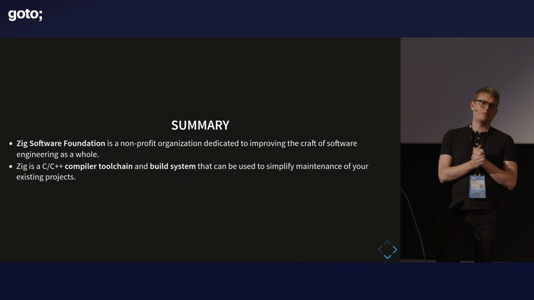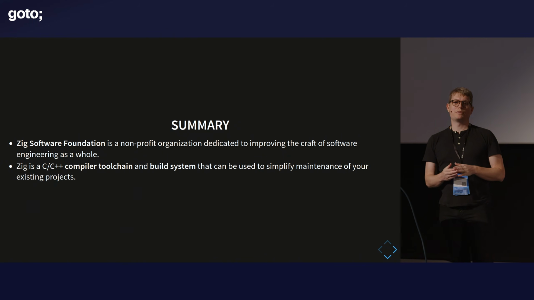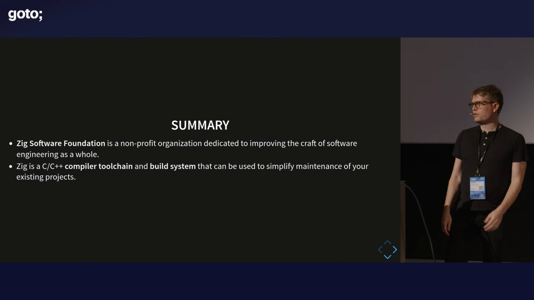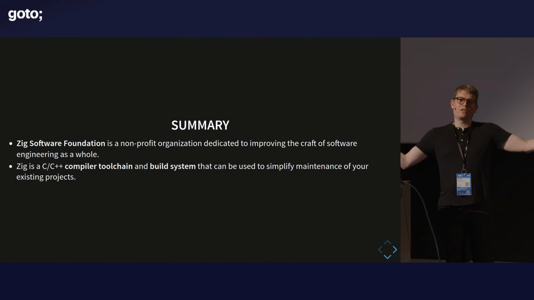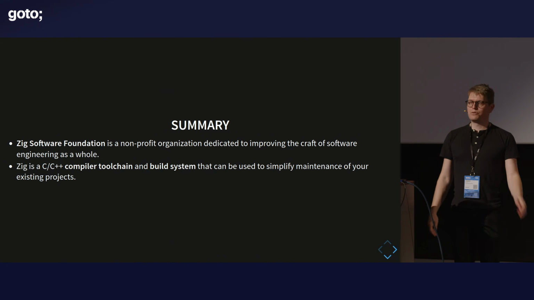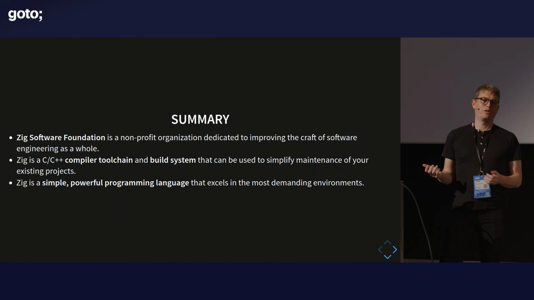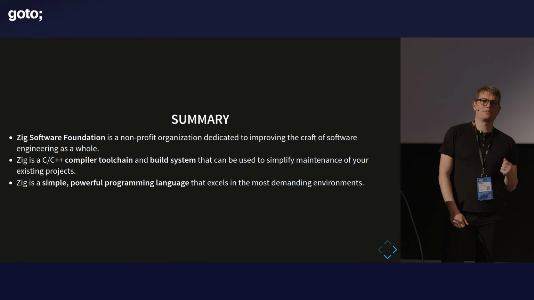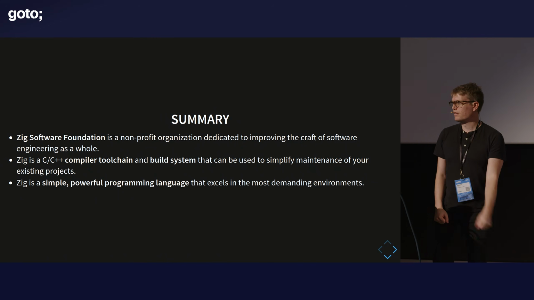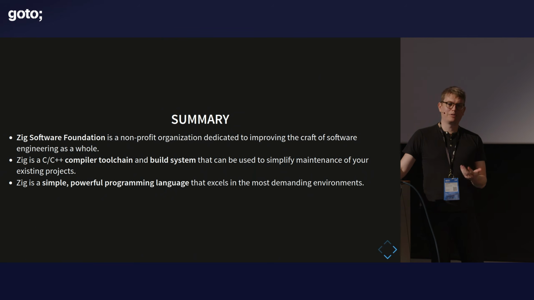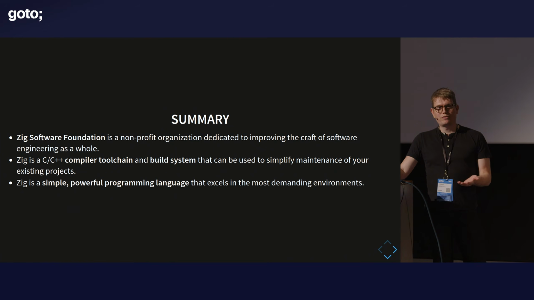So Zig is a C++ compiler toolchain and build system that can be used to simplify maintenance of your existing projects. And you can enjoy these benefits even if you never use the language. Just don't worry about it. Just do whatever you want. But if you decide to use the language, then Zig is a simple, powerful programming language that excels in the most demanding environments. And the number of Zig users is growing rapidly. Consider becoming one of them.